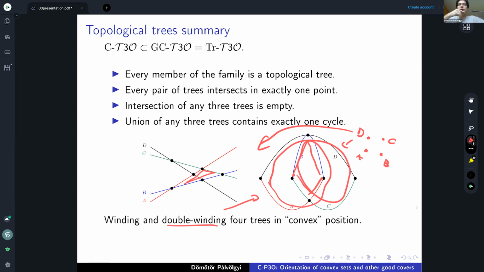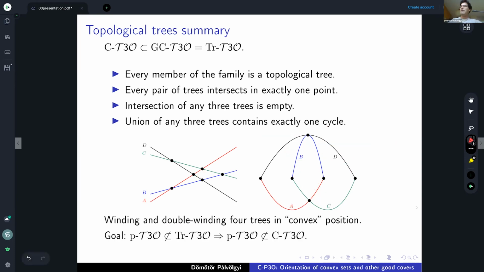Okay, any question about topological trees? Good, I hope still most of you are with me.